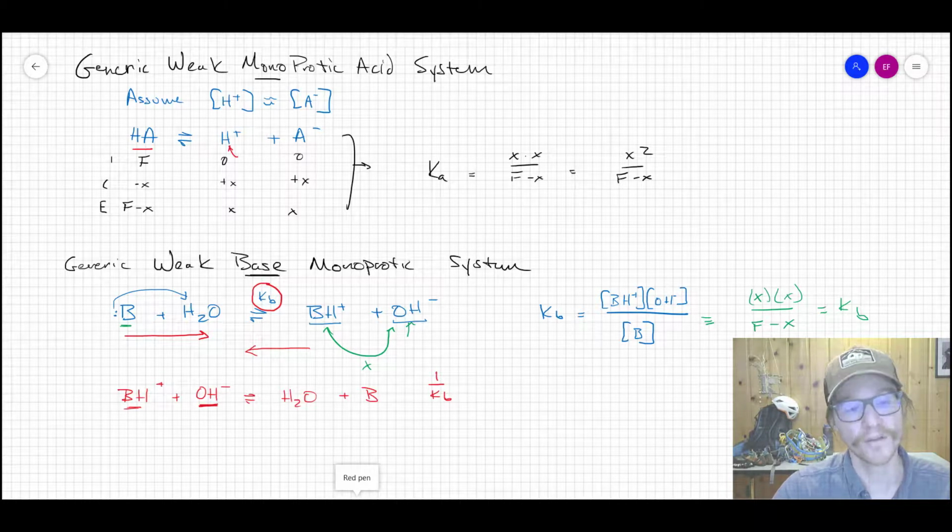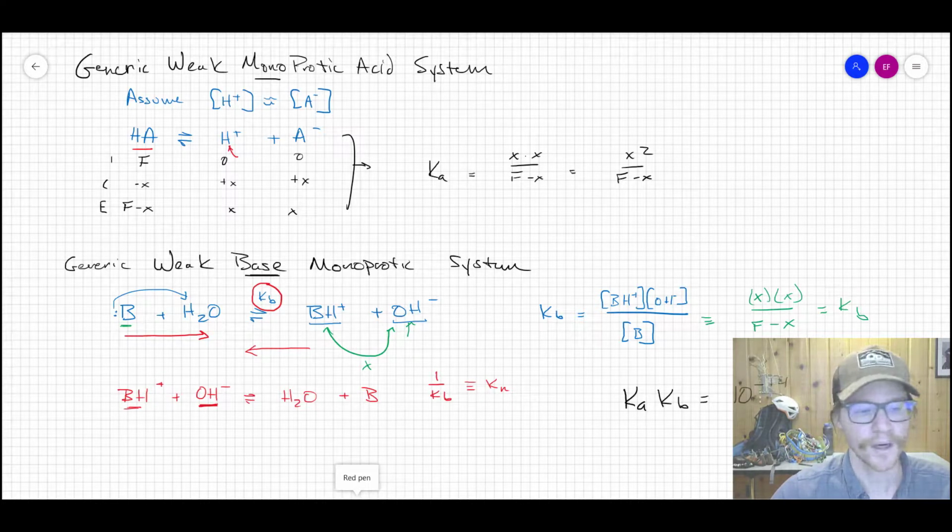So 1 over that value is a large number, which now essentially becomes a neutralization reaction, which we often write as Kn in a Chem 108 course. So if you want to get to the Ka from the Kb, remember that the relationship is Ka times Kb is equal to 10 to the minus 14, right? So if you wanted to think about, well, what is the difference between Ka and 1 over Kb here?